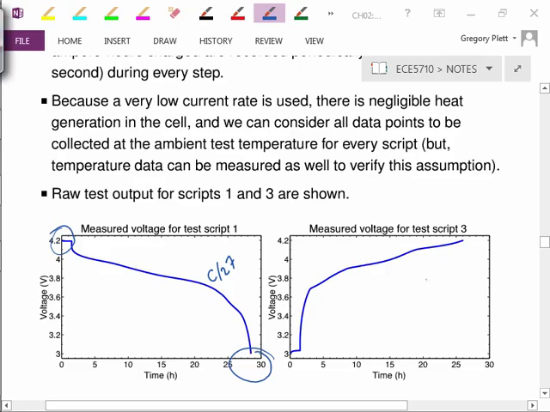Again, in step 3, there's the 2-hour rest at the test temperature where the voltage is changing a little bit as the cell temperature equalizes, and then we do the charge portion. And again, it's not a 30-hour charge. It's the same cell here. It's not 30 hours because the capacity of the cell was lower than the nominal capacity.